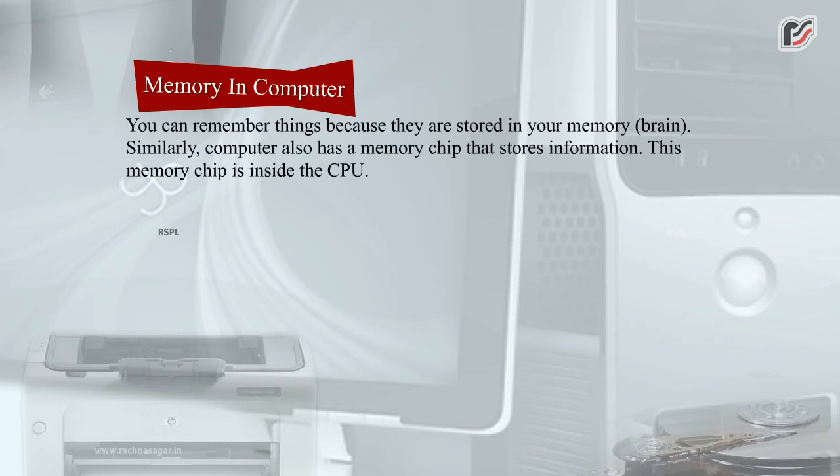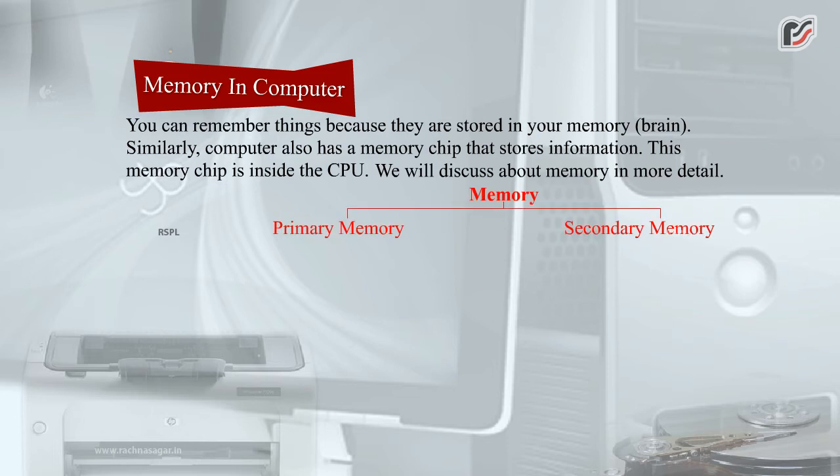Memory in computer. You can remember things because they are stored in your memory, your brain. Similarly, a computer also has a memory chip that stores information. This memory chip is inside the CPU. Memory: primary memory and secondary memory.